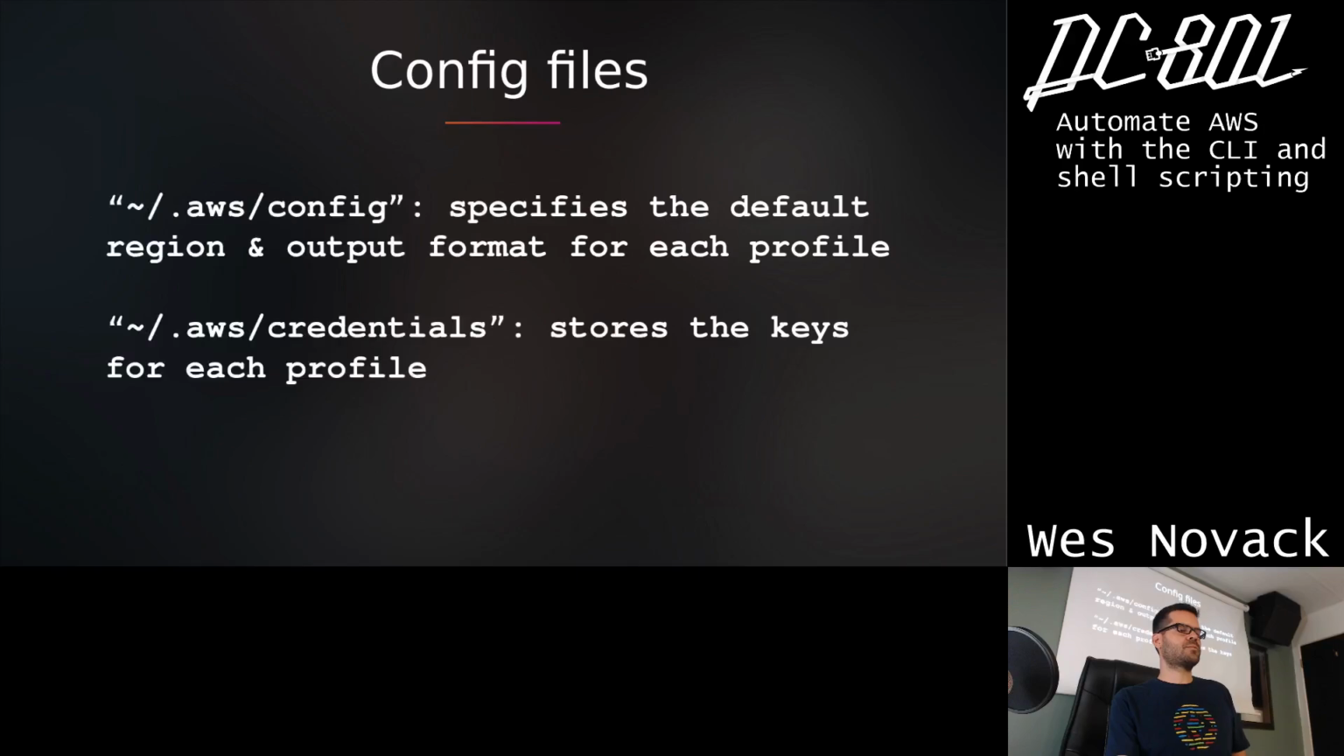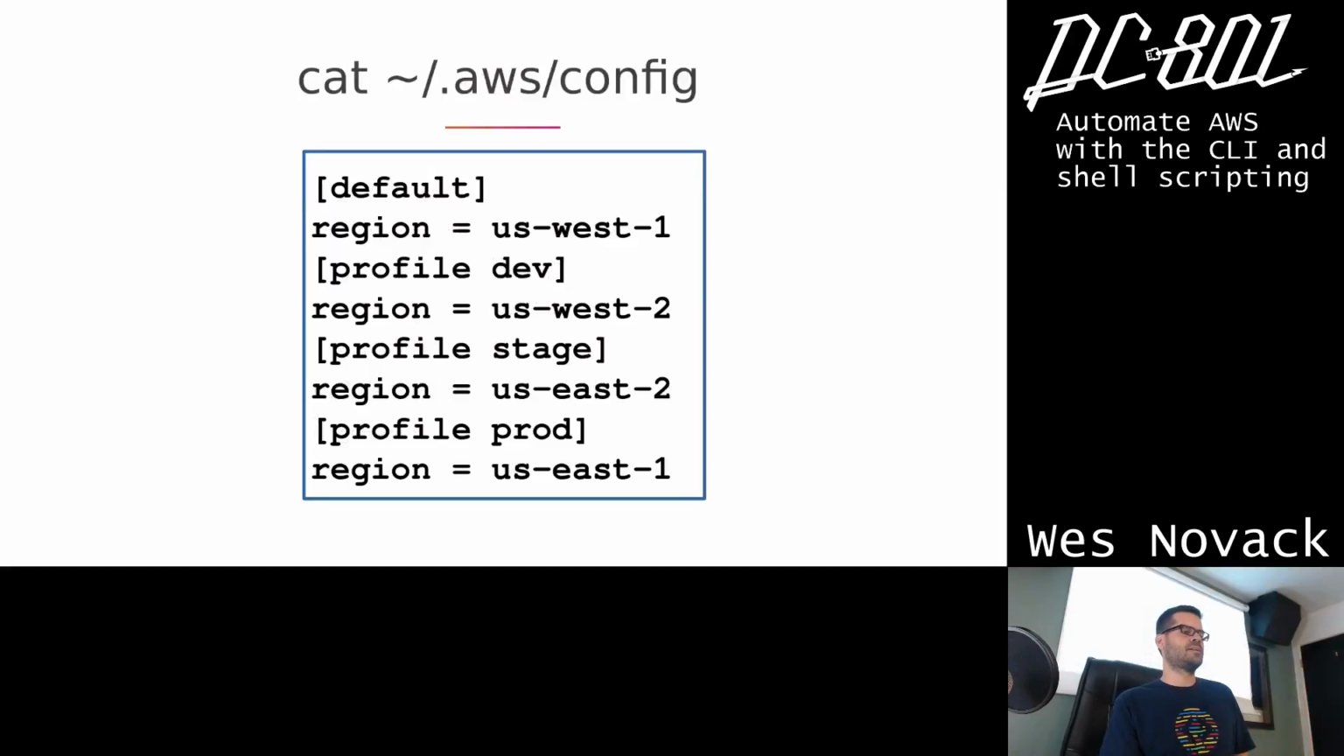So I'm going to talk about the config files next that the AWS CLI uses. There are two files that the AWS CLI uses primarily. The first file is the home/.aws/config file, and that file specifies the default region and output format for each profile. And the second primary file that the CLI uses is the home/.aws/credentials file. And that file will store your secret keys for each of your profiles, or just your default profile if you're just using one.